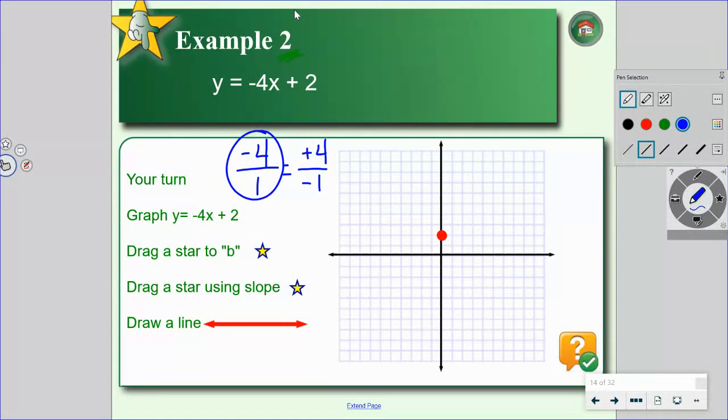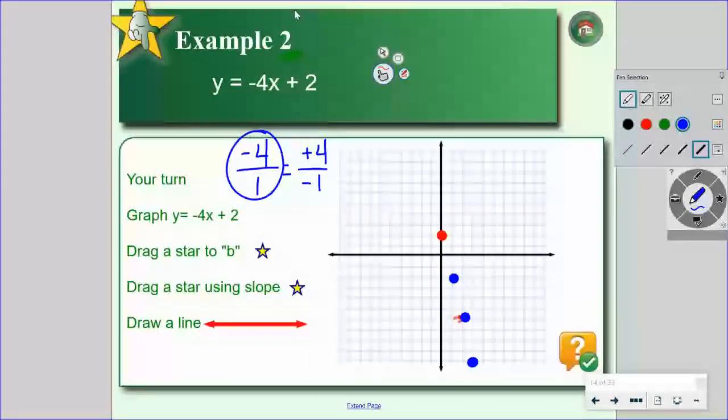Now I'm going to start with the most basic thing. Let's go a rise, or should I say a fall, of -4: 1, 2, 3, and 4, and a run of +1. And now we have a nice new point. Let's do it again. Rise of -4: 1, 2, 3, 4 down. Run of +1. I noticed my points disappeared. Let's just go again, down 4 and to the right 1.